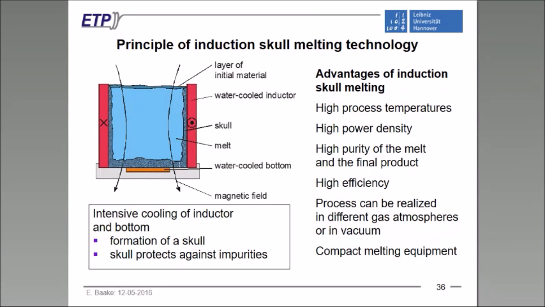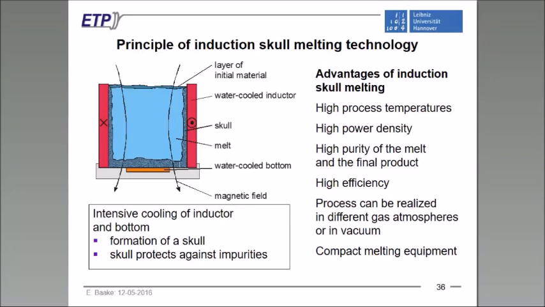If we are speaking not of melting of metals, but of low conductive material, we can use the so-called skull melting technology. Here is an example where we are using no crucible at all. That means the crucible is built by the one-turn induction coil. This device can be used, for example, for oxides and for glass melting, and during the melting process we also get a skull. That means a thin layer of solidified material at the inner surface of the water-cooled inductor. And here we can get very high process temperatures, up to 3000 degrees.